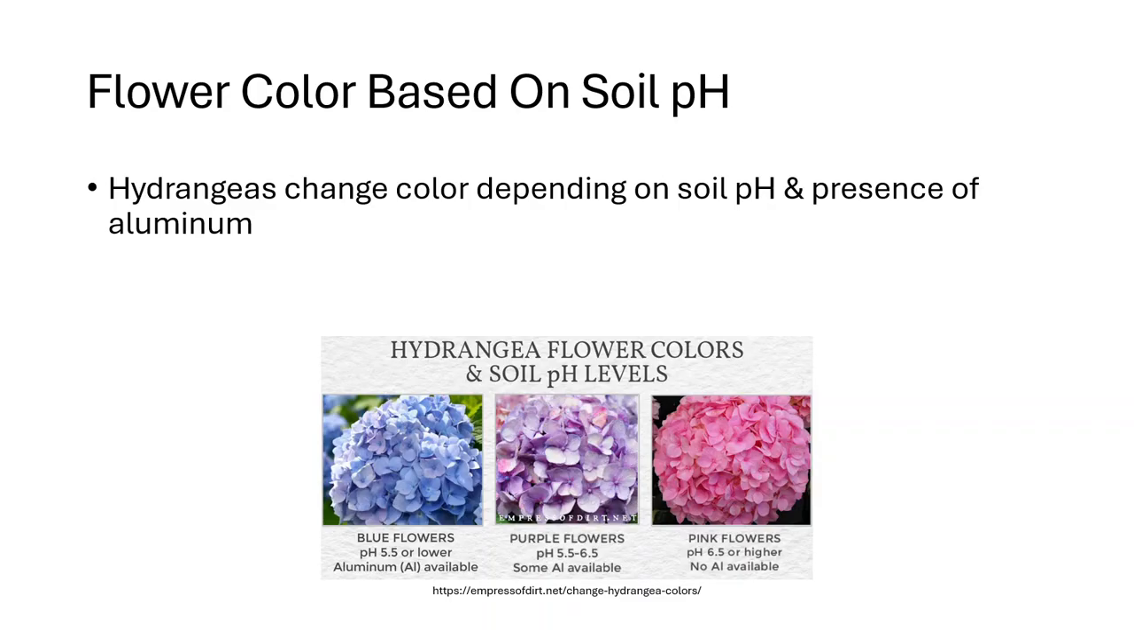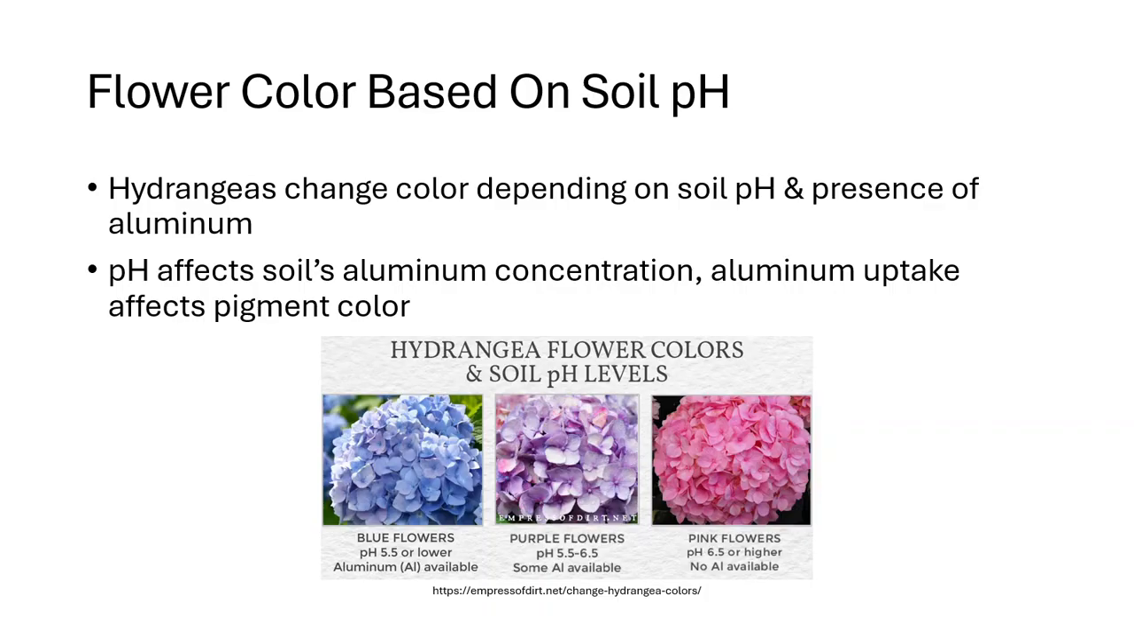This also depends on whether there's aluminum in the soil. So, why is this? And this is completely independent of genotype. You could take the same plant, grow it in acidic soil, and then repot it into less acidic soil, and the flower color would change, even though the genotype of the plant didn't change. This is because the pH of the soil affects how much aluminum is available in the soil, and when the plants take in aluminum, that affects the color of the pigment. So the pigment is being produced the same, but the environment affects how that is expressed in the plant itself.